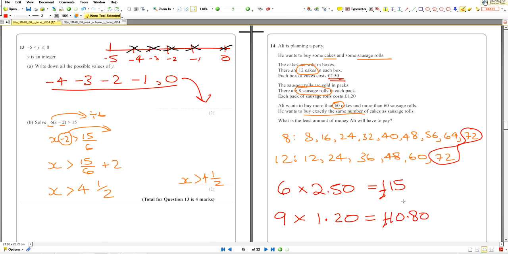And what do we do with these two numbers? Add them up. So this one is the cost of cakes, and this is the cost of sausage rolls. So that will give us a total answer of? Lovely. So £25.80 is the least amount of money Ali will have to pay, satisfying the conditions that he put down in the question. Let's move on.